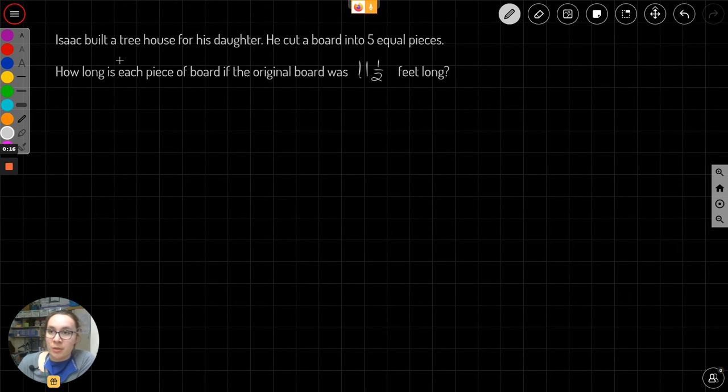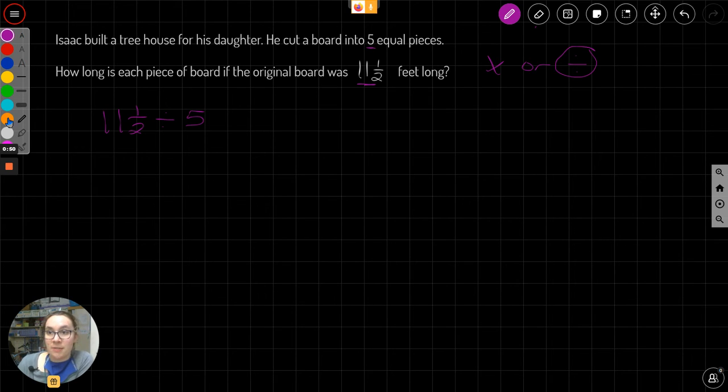So, first question, is this multiplication or division? Well, we have a whole chunk of board here that we are cutting into 5 equal chunks. Whenever we are cutting into chunks of something else, we are dividing. So this is a division problem. So our problem is 11 1/2 divided by 5.